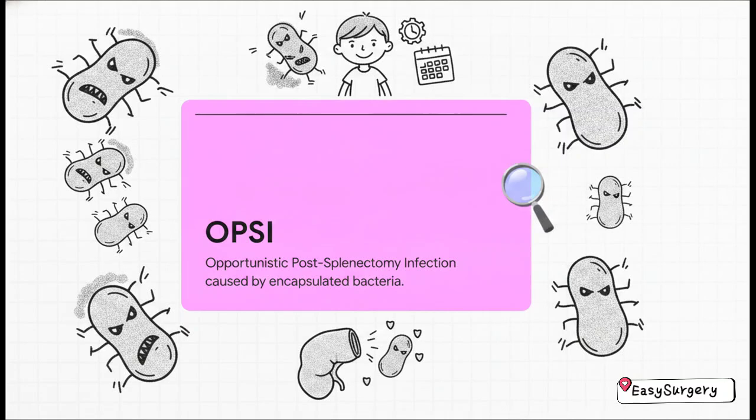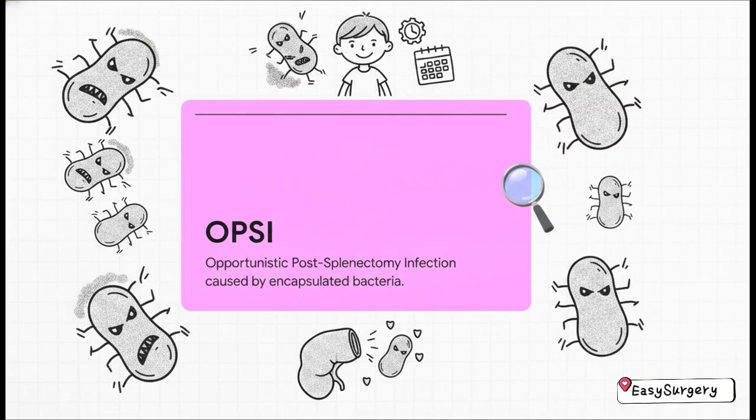But without a doubt, the most feared long-term complication is OPSI. That stands for opportunistic post-splenectomy infection. It's a highly lethal infection driven by encapsulated bacteria, specifically pneumococcus, Haemophilus influenzae, and meningococcus. The risk here is highest in kids, peaking in the first 2 to 3 years after surgery.